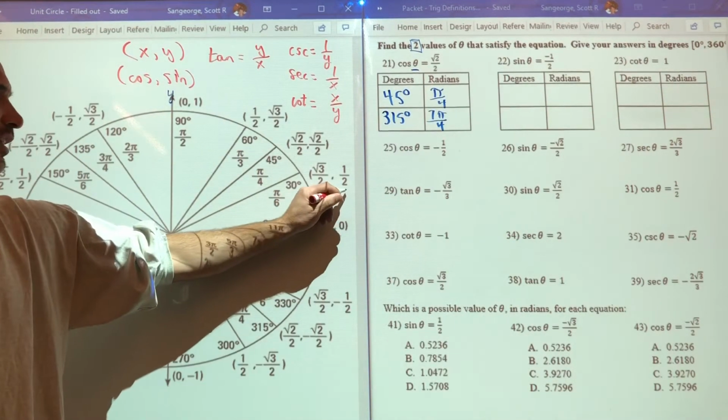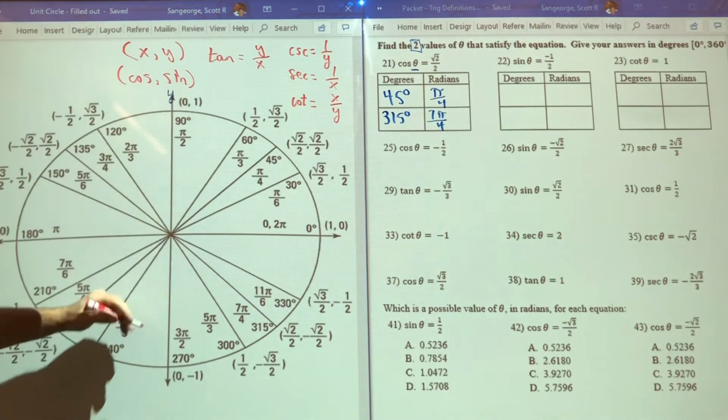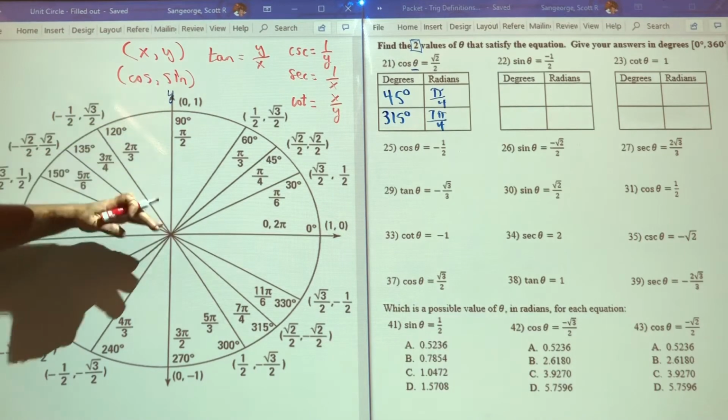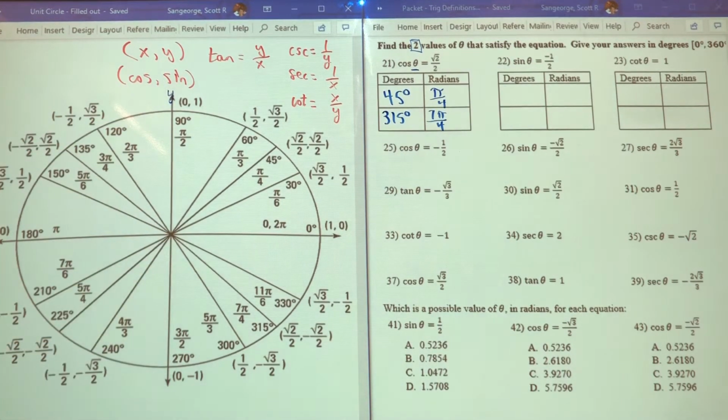Here I notice that these values of y are all positive, and of course that makes sense because this is the x-axis, this is the y-axis. The y values up here are positive, so y values down here are negative. So I'm looking for values down here where y is equal to -1/2. Here's a value where y is equal to -1/2, and so that's one of my answers: 210 degrees, which is 7 pi over 6.